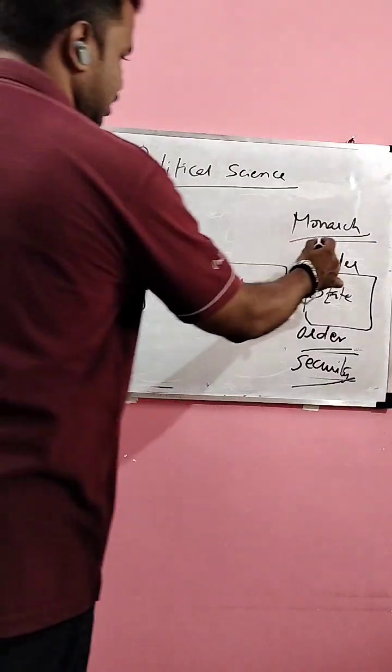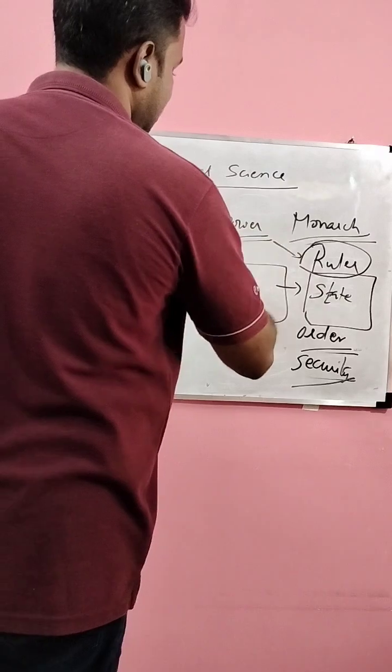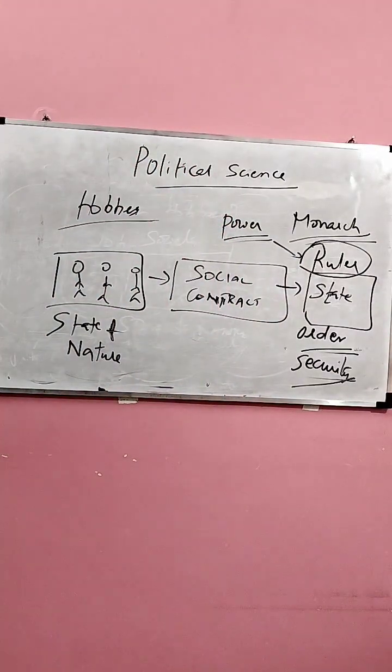Now, the ruler starts to wield power. Okay? So earlier the power was in the hands of the people. Now the power is in the hands of the ruler. So this is the idea of Thomas Hobbes. Even though Thomas Hobbes was not giving complete liberty to the citizens in the state, he was actually contributing greatly to liberalism. Why?